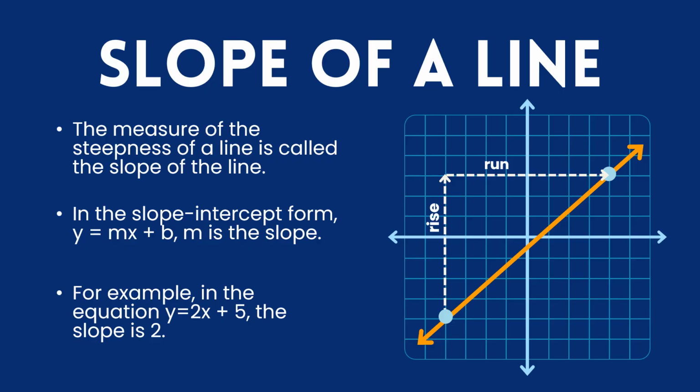So what is slope? Slope is the measure of how steep a line is. Another way to think about slope is rise over run. In an equation like y equals mx plus b, the m represents the slope. So if I have y equals 2x plus 5, the slope is 2. So that means your rise over run would be 2 over 1 because 2 divided by 1 is 2.